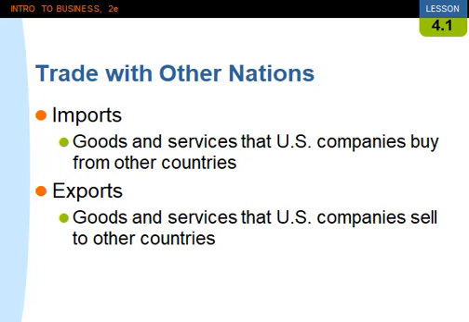The goods and services that U.S. companies sell to other countries are called exports. U.S. exports benefit consumers in other economies just as imports to the United States benefit you as a consumer. U.S. exports that are popular in other countries include farm machinery, medicines, food, books, movies, TV programs, and plastics.